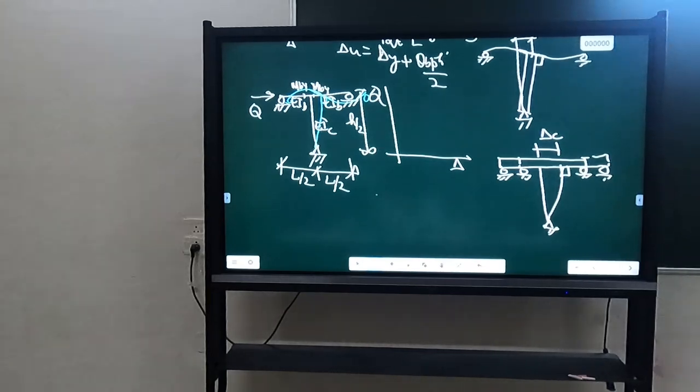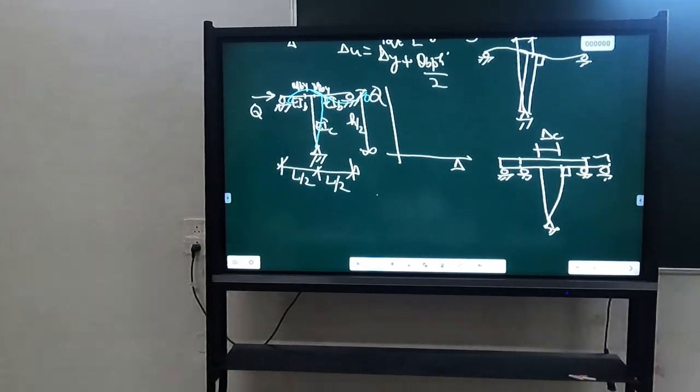Okay, so everybody has come this? Which are more to successful? Multi-story. Okay.